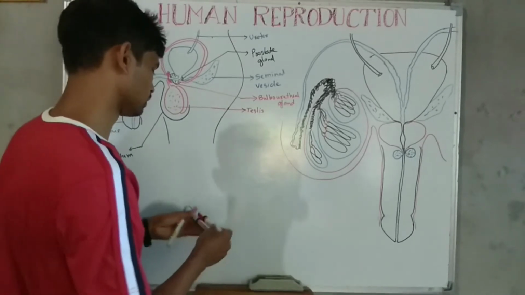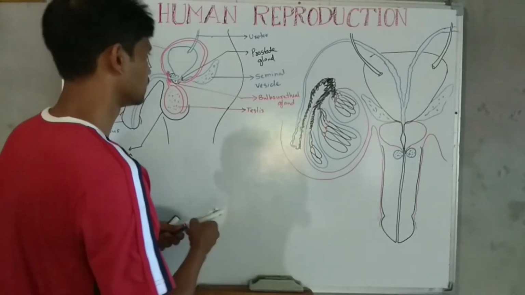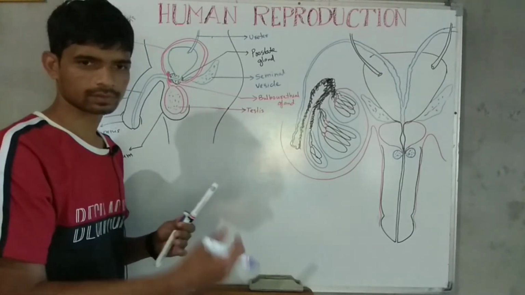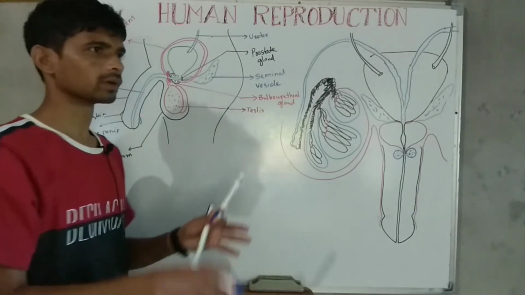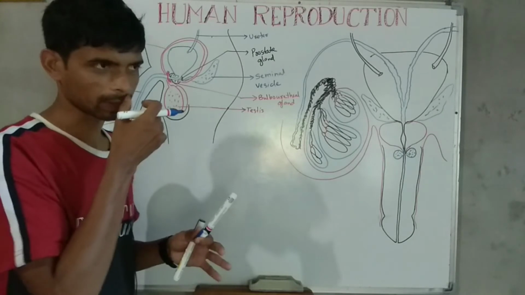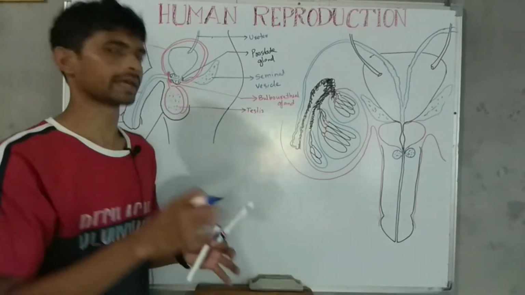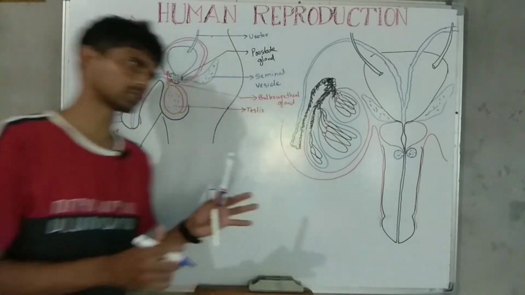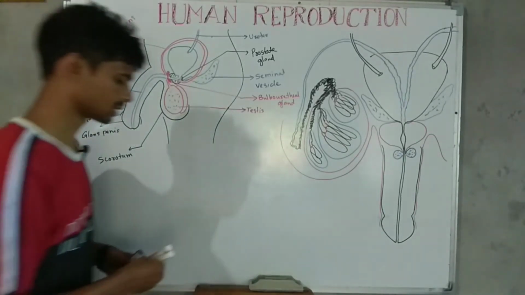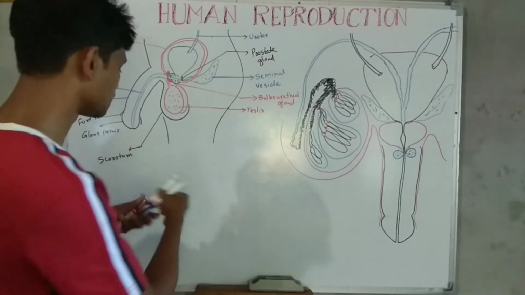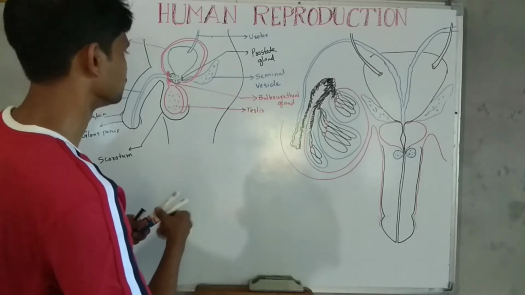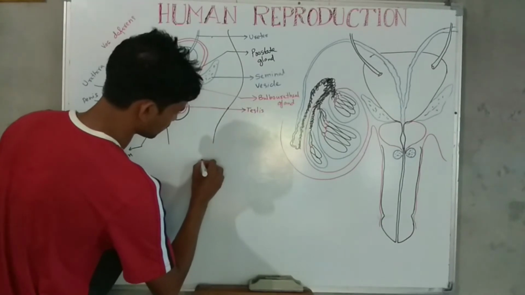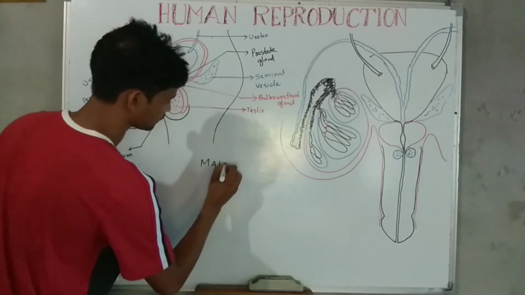At first we will discuss the male reproductive system, then we will discuss the female reproductive system, then the other reproductive parts and the activities that are related and associated with human reproduction. So let's start with human reproduction, the male reproductive system. Here we will learn about the male reproductive system.